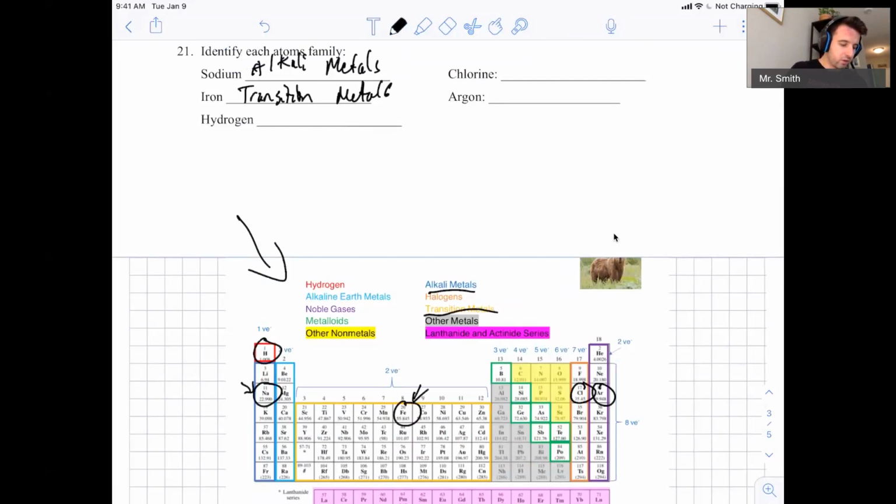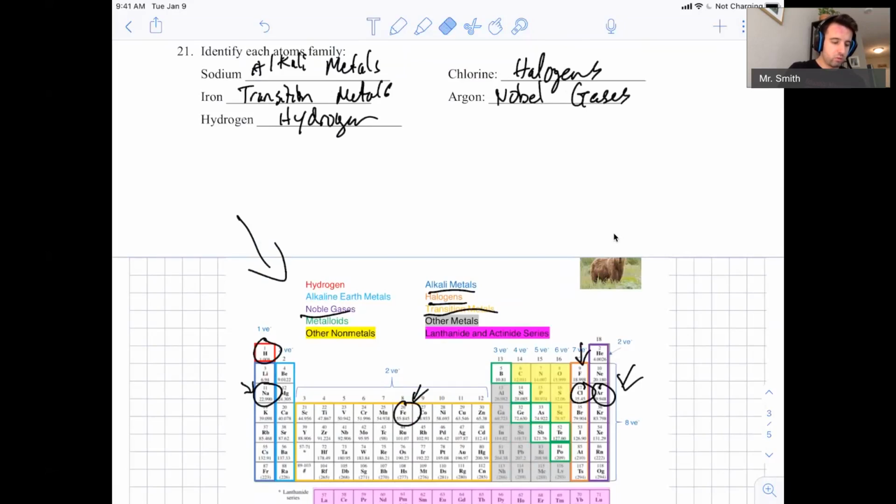Hydrogen's over here in its own little family. We call that hydrogen. Chlorine's over here with the halogens. And argon is over here. That is the noble gases. Oops, I spelled noble wrong. Put Nobel instead. LOL. Okay, so a lot of this is just using your periodic table.